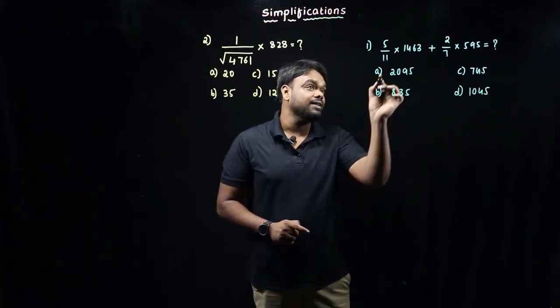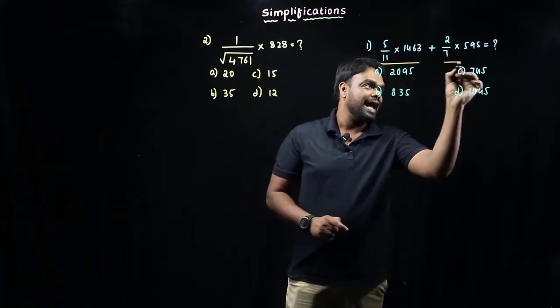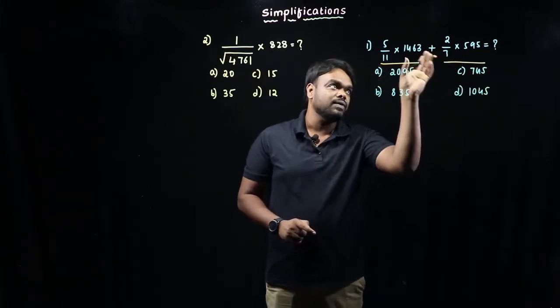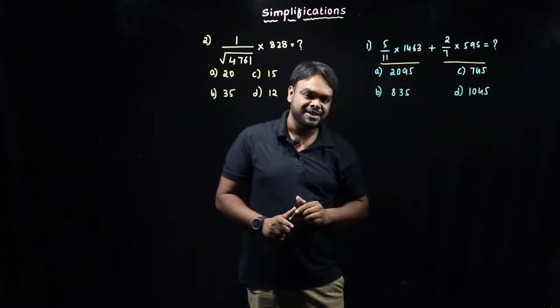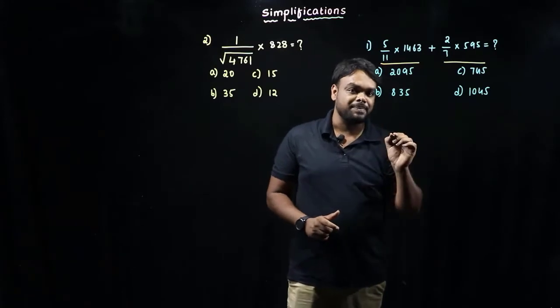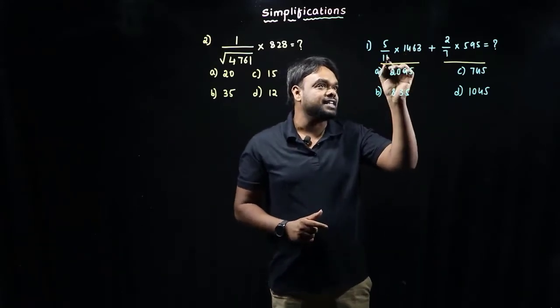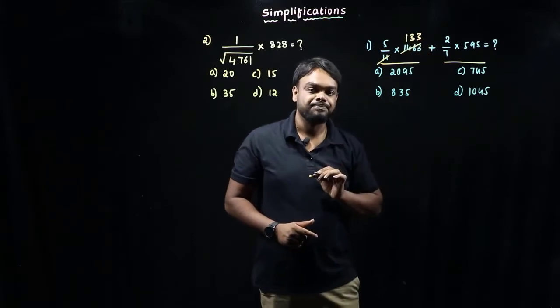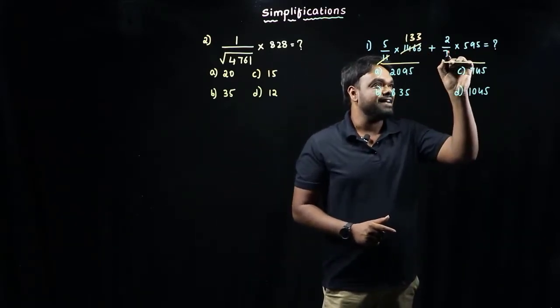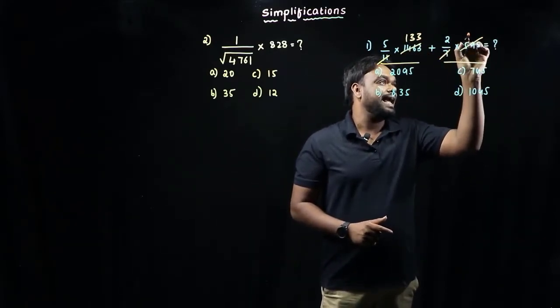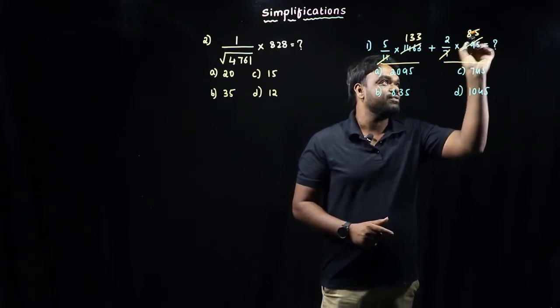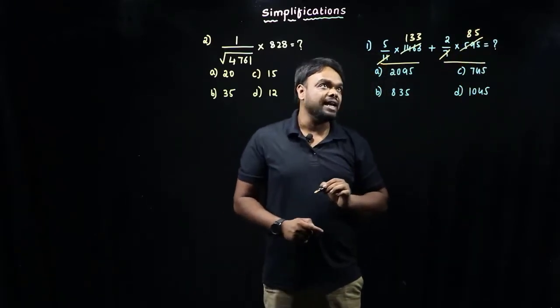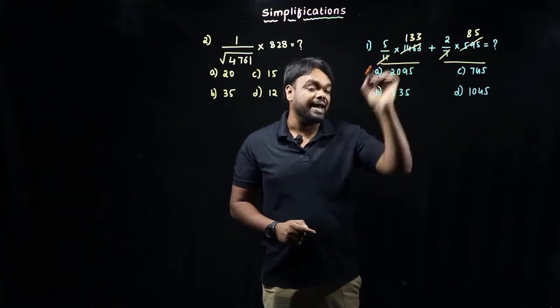So first we'll deal with the multiplication part, and then whatever results we get here, we will add them so that we get the final result. So let's continue with the calculation part. If you cancel 1463 with 11, 11 ones, 11 threes and 11 threes. Going with 7, 7 eights, 56, 7 fives, 35. So final multiplication, 5 into 133.